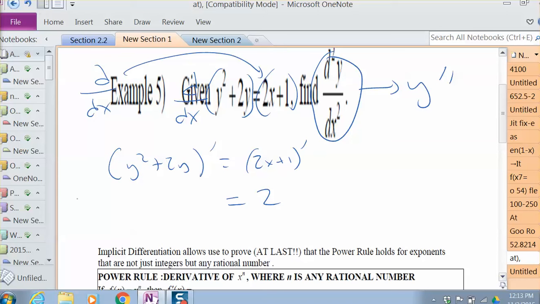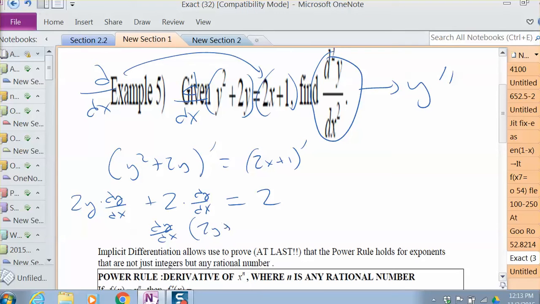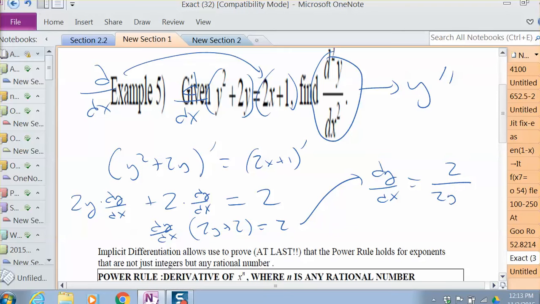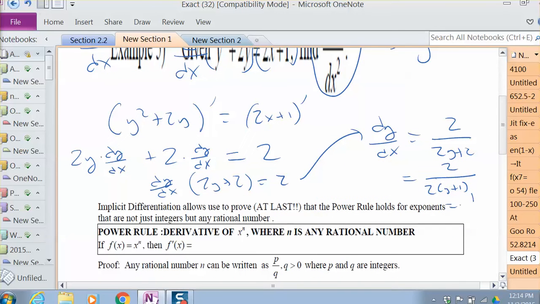On the left side, that'll be 2y, but you've got to say dy over dx. And then plus 2, again you've got to say dy over dx. If you factor out dy over dx, you get 2y plus 2 equals 2. So dy over dx is simply 2 over 2y plus 2. And if you want to clean it up a little bit, you can factor out 2 from the bottom, and that just becomes 1 over y plus 1. So that's the first derivative.